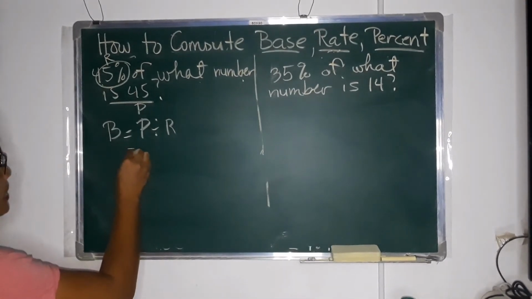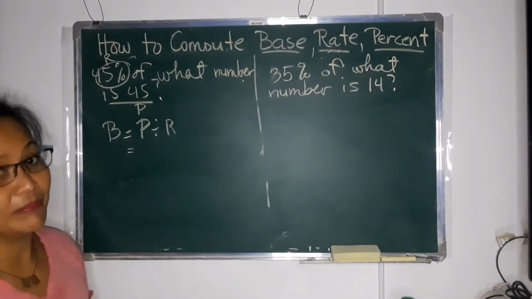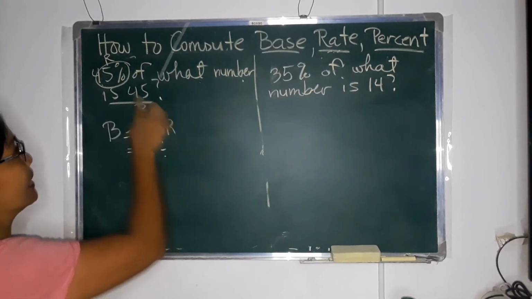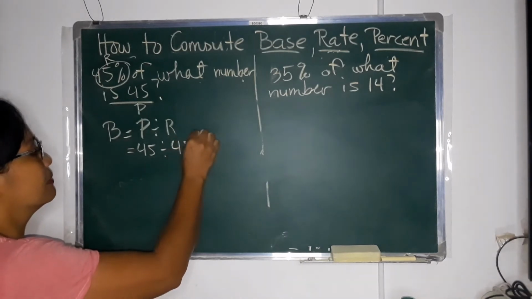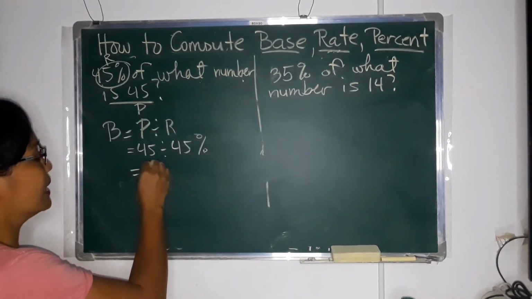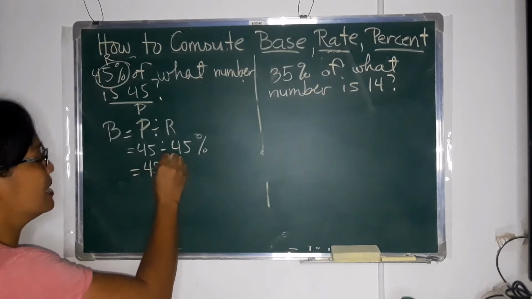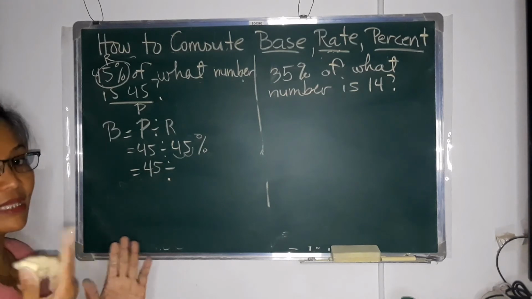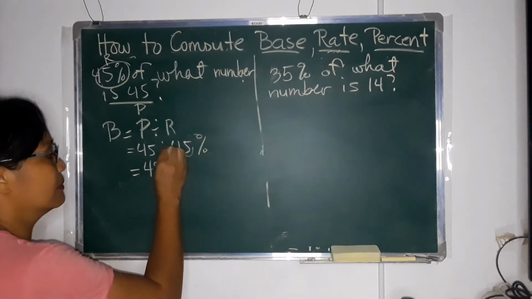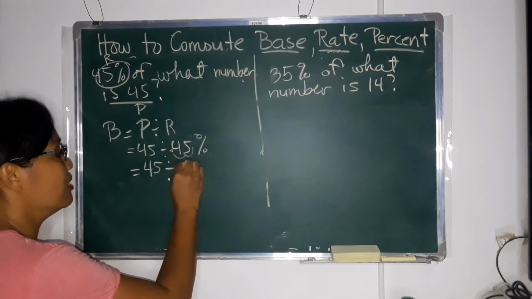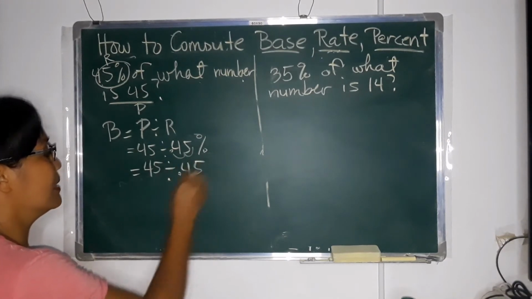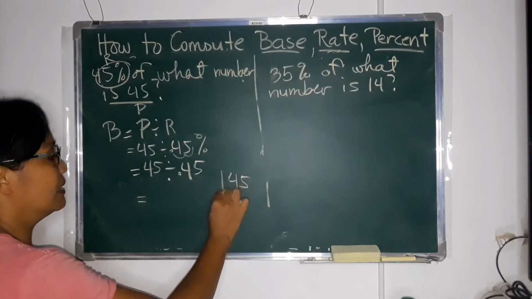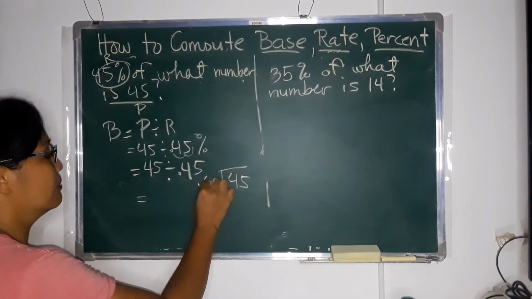Next, substitute ang given. Pag sinabi natin substitute, papalitan. So, ang P ay 45 divided by ang rate ay 45 din. Percent. So, si percent, next step ay copy. Then, si percent going decimal, 1, 2. So, percent to decimal going to the left twice. So, we have 0.45. Next, of course, mag-divide na tayo. 45 divided by 0.45.